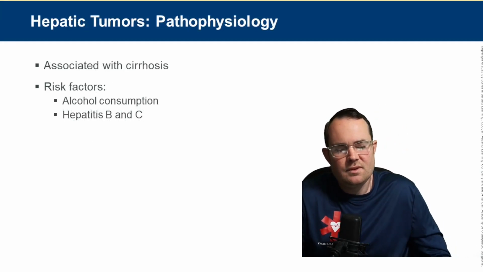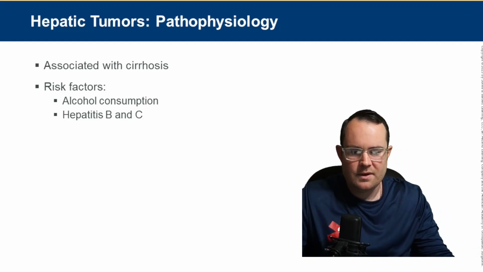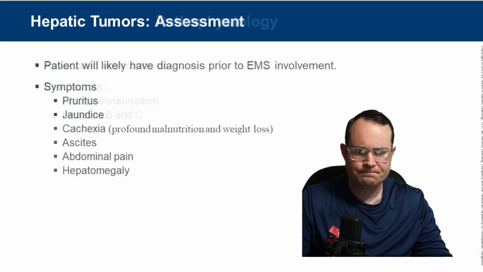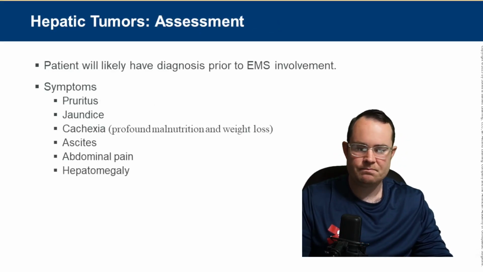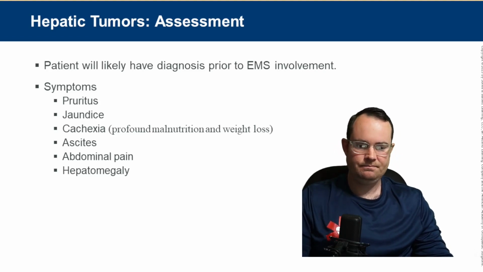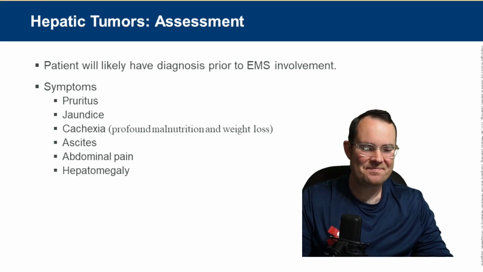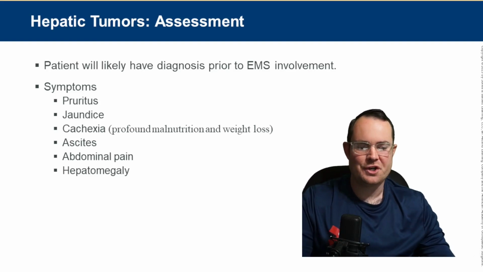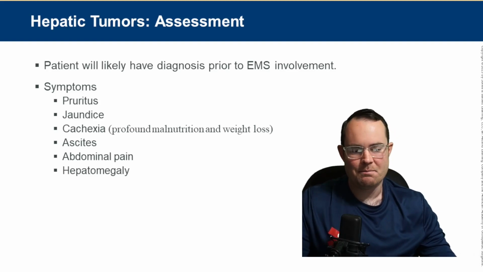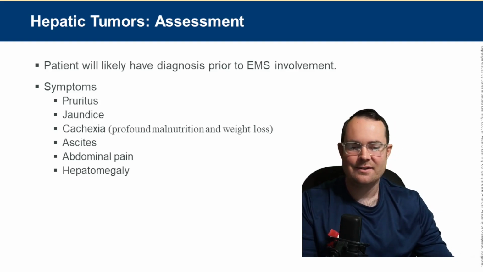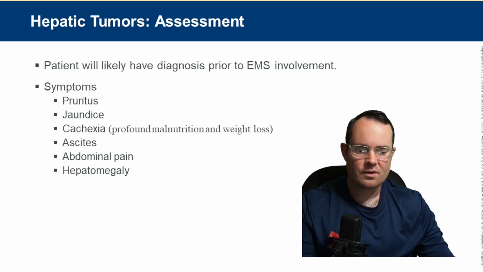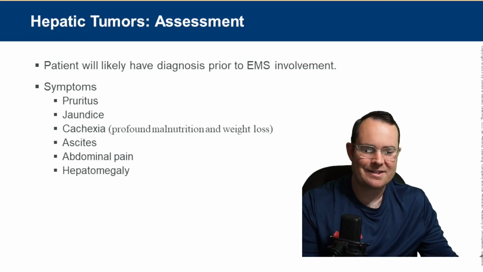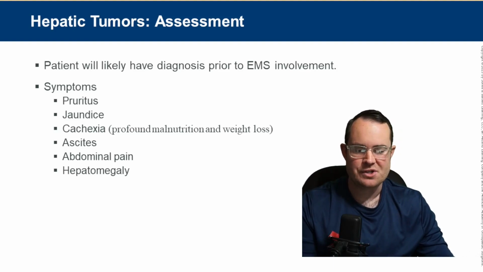Hepatic tumor. Remember, hepatic is the liver. It says alcohol consumption, Hep B and C are risk factors as well. Patient's going to have pruritus, itching, jaundice, cachexia. I had to put the definition on here because I was like, what? Profound malnutrition and weight loss. It's another good buzzword that I would definitely write down. Ascites, abdominal pain, hepatomegaly, which is an enlarged liver, by the way. A lot of things that we expect to see in our hepatitis patients as well.